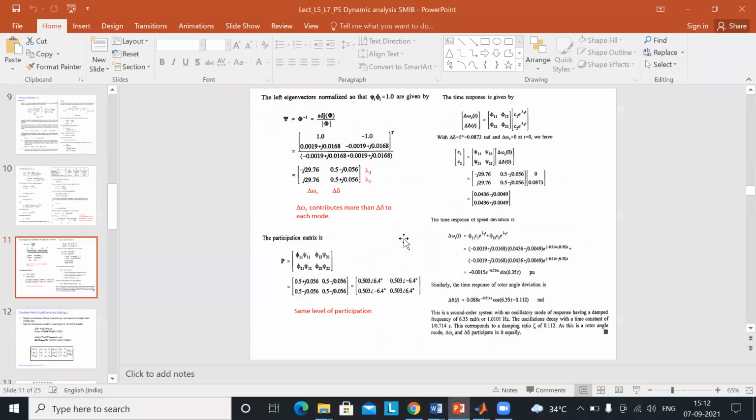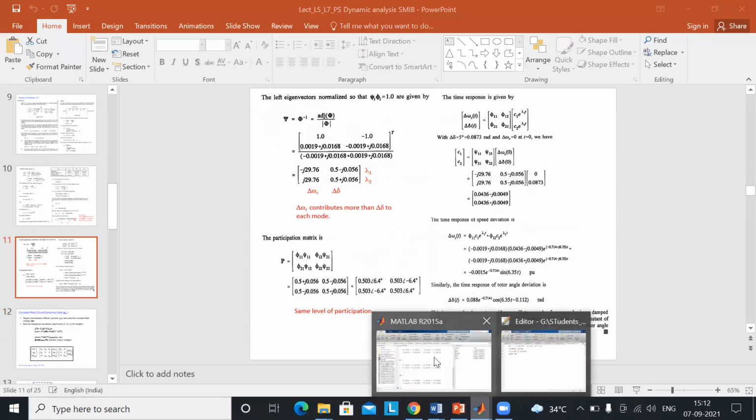And the oscillation will decay, right? It will decay with this much time constant. And the damping ratio is this one. And again, in this case, both the speed deviation and the rotor angle participate equally in this mode of oscillation. So this is how we do the numerical calculations, or numerically solve the system analysis here. But maybe I can show you how we do it in MATLAB.